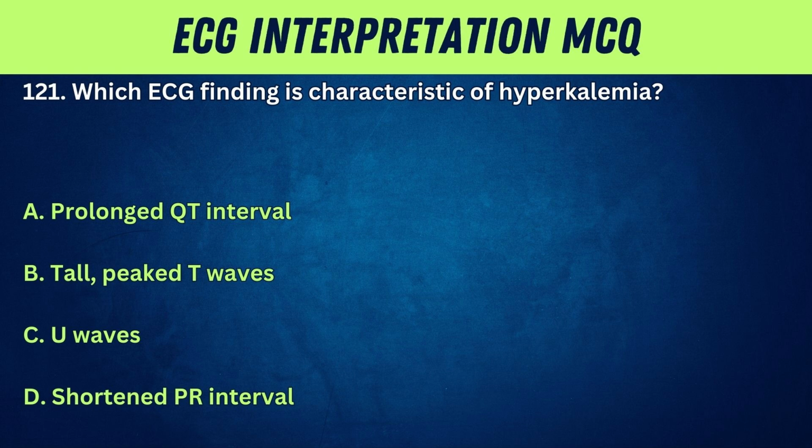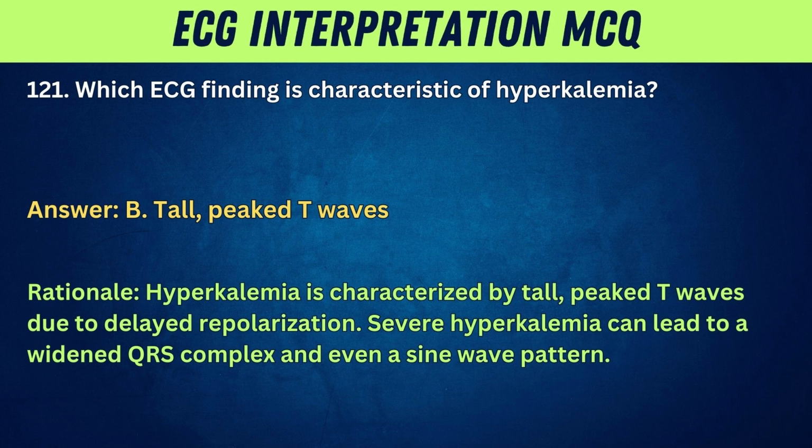121. Which ECG finding is characteristic of hyperkalemia? A. Prolonged QT interval. B. Tall, peaked T waves. C. U waves. D. Shortened PR interval. Answer: B. Tall, peaked T waves, rationale. Hyperkalemia is characterized by tall, peaked T waves due to delayed repolarization. Severe hyperkalemia can lead to a widened QRS complex and even a sine wave pattern.